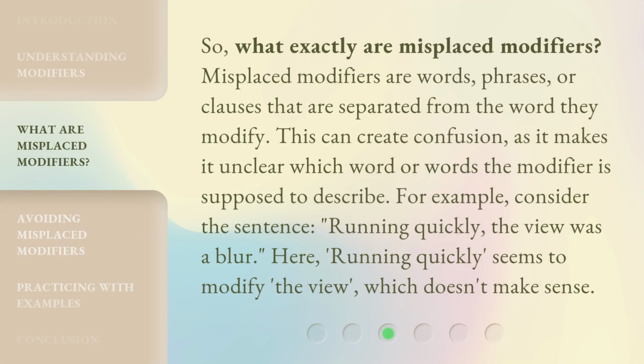So, what exactly are misplaced modifiers? Misplaced modifiers are words, phrases, or clauses that are separated from the word they modify. This can create confusion, as it makes it unclear which word or words the modifier is supposed to describe. For example, consider the sentence, "Running quickly, the view was a blur." Here, running quickly seems to modify the view, which doesn't make sense.